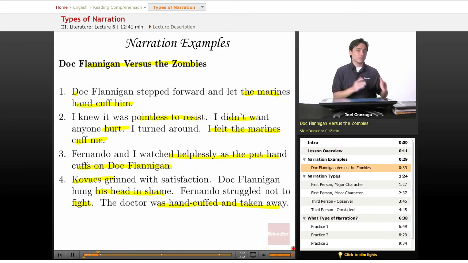This is the exact same scene, but I'm describing it from 1, 2, 3, 4 different perspectives. Now, I know what you're thinking. You said that there were 5 types of narration. I'll be explaining that in a bit, but let's continue.